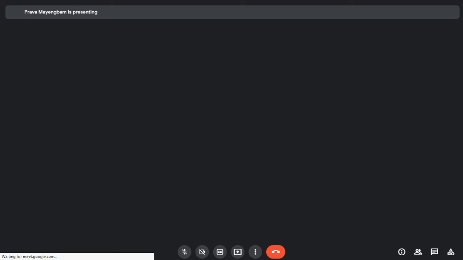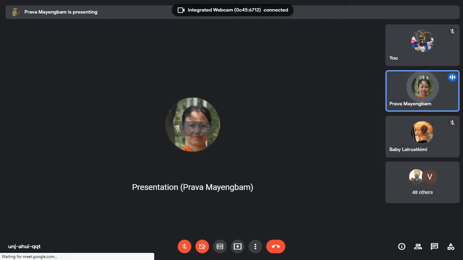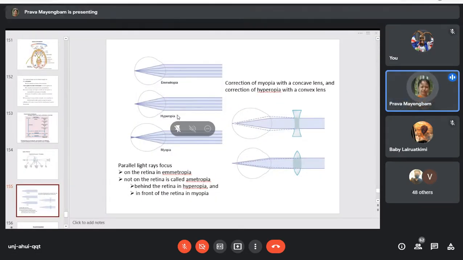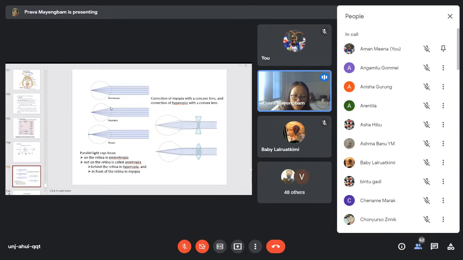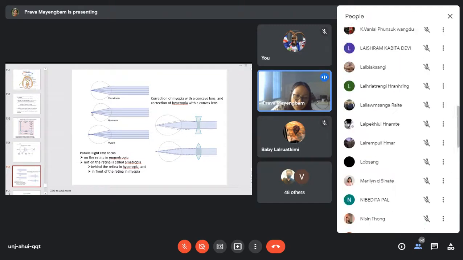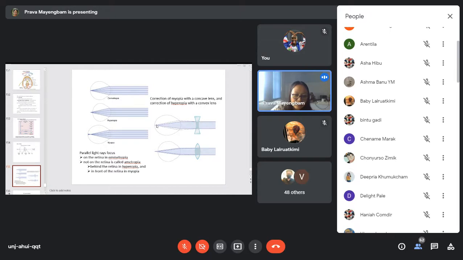But emmetropia means the normal vision. If the animal is having no problem in the eyesight, that vision is emmetropia. So in hyperopia, what kind of corrective lens is used? A concave type of lens is used, so that the focal length is shortened, so that the image, instead of forming behind the retina, will be formed at the retina. It is brought to the retina.